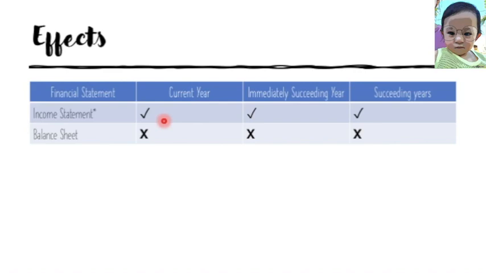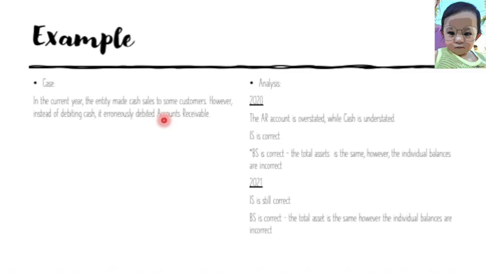So for example, instead of debiting machineries, you debited service vehicle, and both accounts have different useful lives, you might also commit a depreciation expense error. So that would depend. Here's an example. In the current year, the entity made cash sales to some customers. However, instead of debiting cash, it erroneously debited accounts receivable. So in this case, you had cash sales. The proper journal entry should have been debit cash, credit sales. But instead, the bookkeeper made a mistake and debited AR and credited sales.